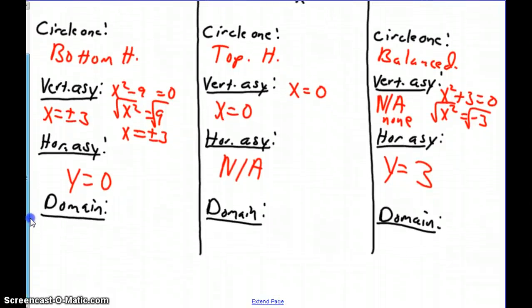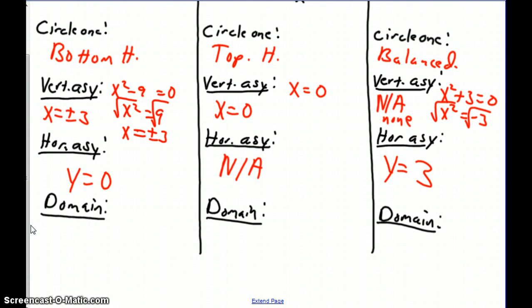Now we're going to go to the domain. So what's the domain for this one? It's going to be all real numbers, x cannot equal plus or minus 3. That's right. So that's an easy one. How about the second one's domain?